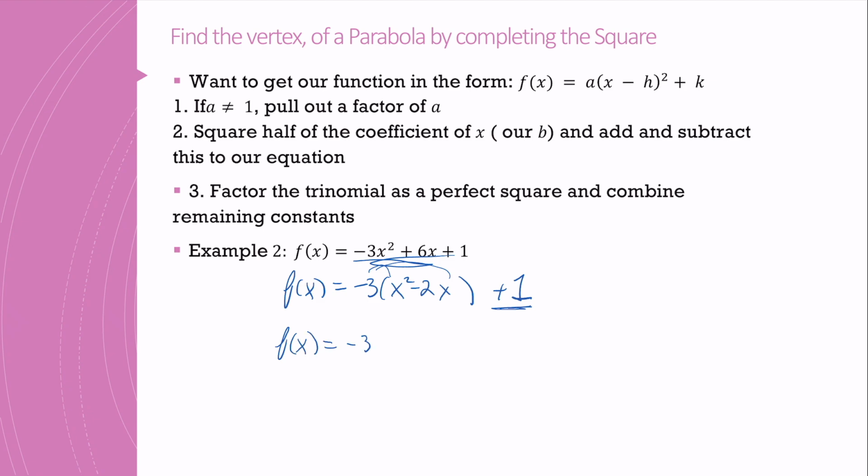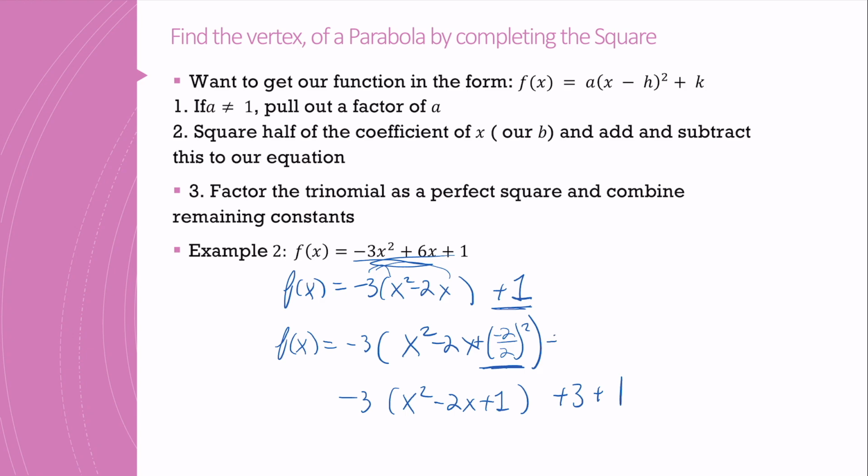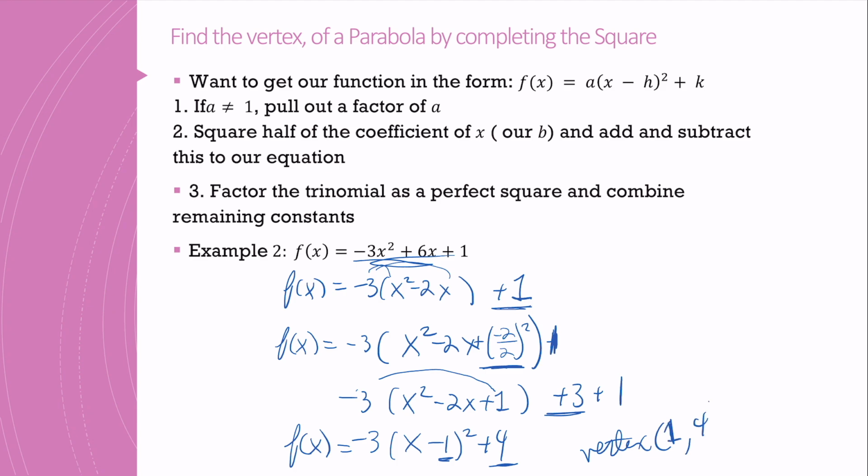Now I can add my b divided by 2 squared inside. But the thing is, if I'm adding my b divided by 2 squared, which in this case is 1, within this negative 3, that's really like adding a negative 3. So I also need to add a positive 3, because negative 3 times 1 is negative 3, and I have to do the opposite of that. So I have to add 3. This is going to factor to negative 3 times x minus 1 squared plus 4. So our vertex is when x is positive 1, and when y is 4.